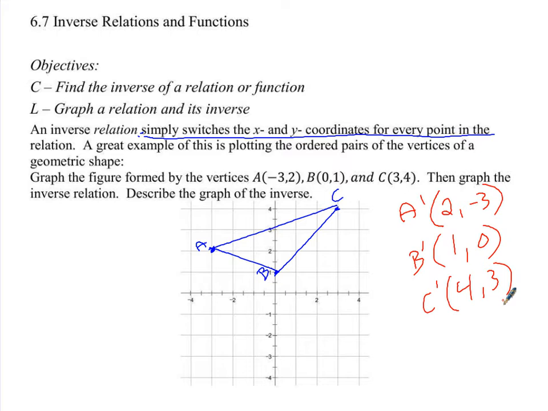Okay, so let's go ahead and draw in those ordered pairs. We have 2, -3, and that's A prime. We have 1, 0, that's B prime. And then 4, 3, and that's C prime. And then also draw in the shape.